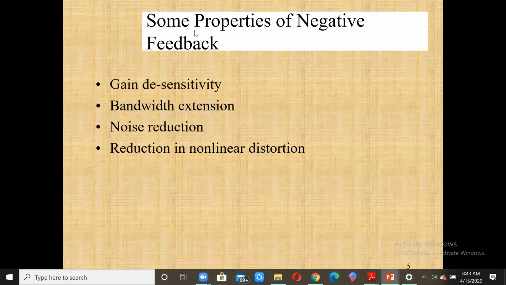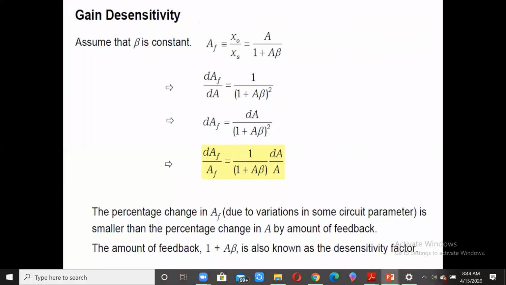Now let us consider some properties of the negative feedback. Those are gain desensitivity, bandwidth extension, noise reduction, and reduction in the nonlinear distortion. So let us see in detail each one of these.